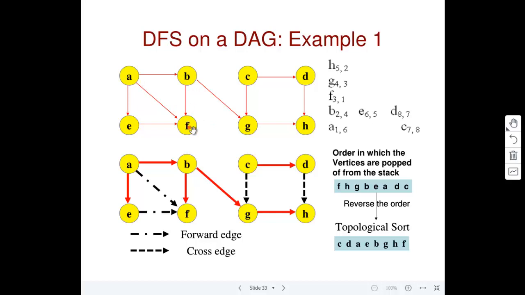For example here, if each vertex is a course, then in order to take F, you have to take all three. You have to take A before taking F, you have to take B before taking F, you have to take E before taking F. Similarly, in the case of G, you have to take both B as well as C before taking the course G.